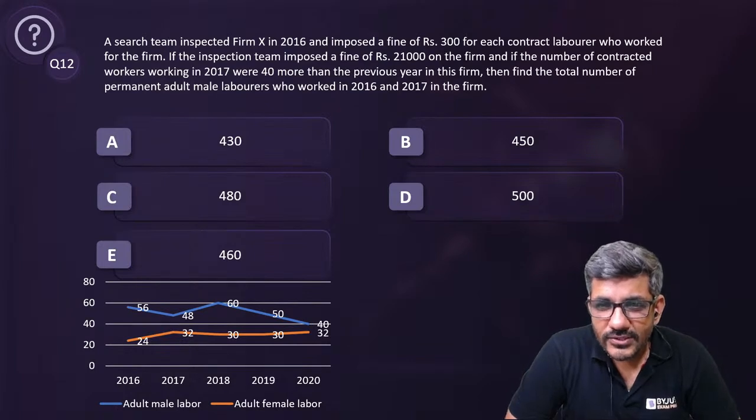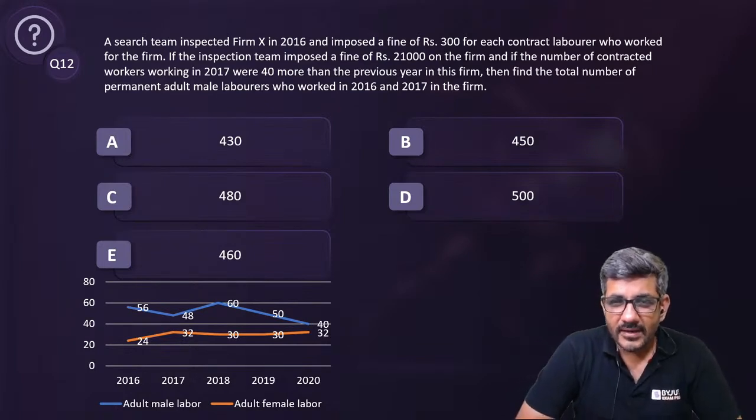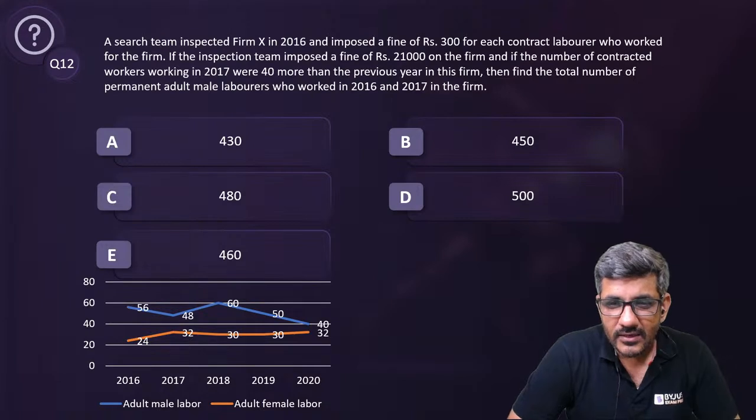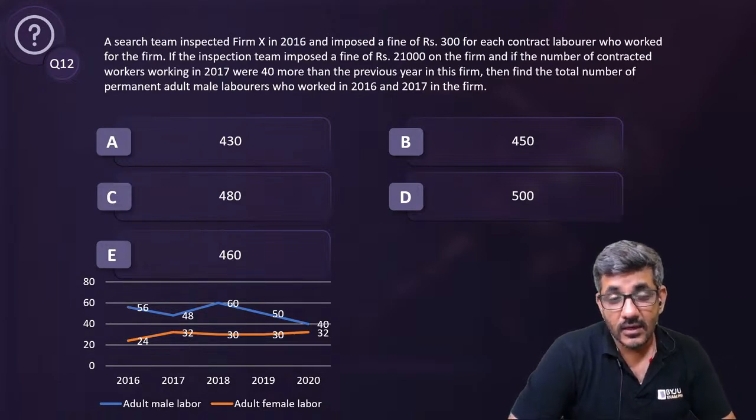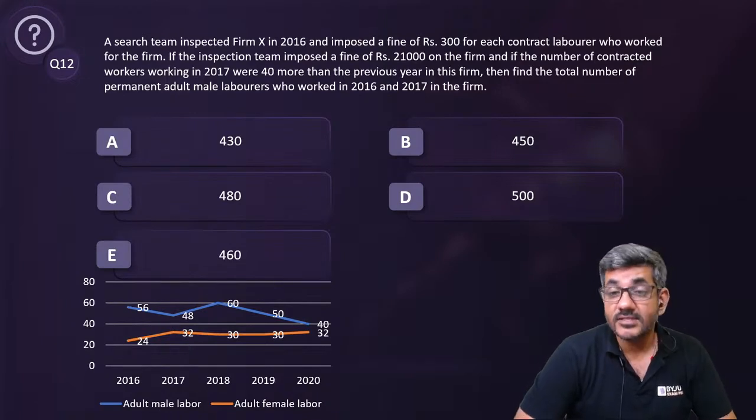I took the ratio of contract laborers, subtracted that by the total ratio, and then got the answer. So not right. I mean, by chance, probably you could have got it right, but that's not the right approach.